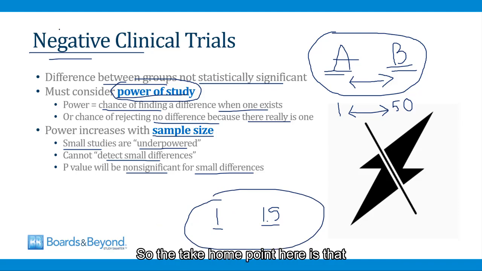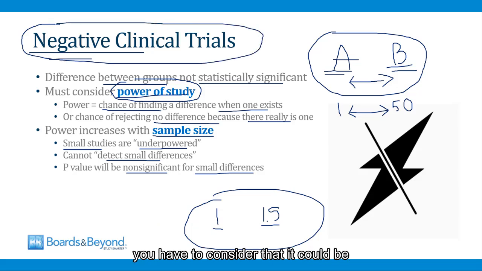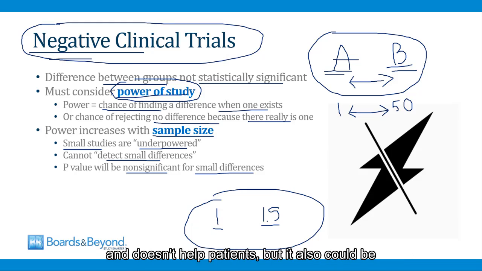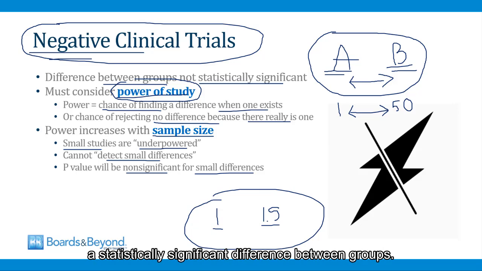So the take-home point here is that when a clinical trial is negative, you have to consider that it could be because the intervention you were studying is not useful and doesn't help patients, but it also could be because the study was underpowered and that the sample size was too small to identify a statistically significant difference between groups.